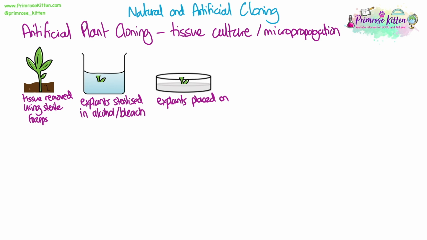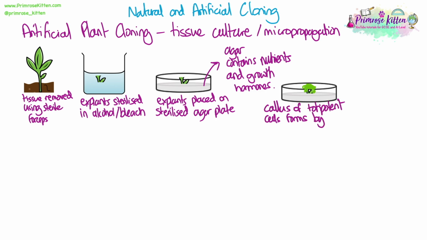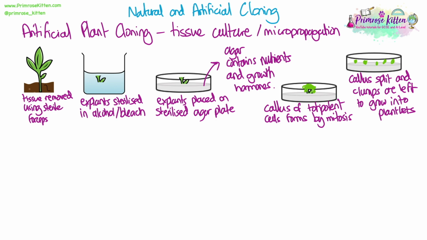We're then going to place these explants on a nutrient agar in a petri dish. It's been sterilised again to avoid contamination, and it's going to contain not only nutrients but also some growth hormones. The cells of the explant begin to divide by mitosis and form what we call a callus of totipotent cells, so stem cells. Once that is formed, you can then break the callus up into smaller clumps of cells, which you can then spread out on your agar plate or a new agar plate. And these will all develop into small, tiny plantlets, and they will all be clones of the first initial plant.